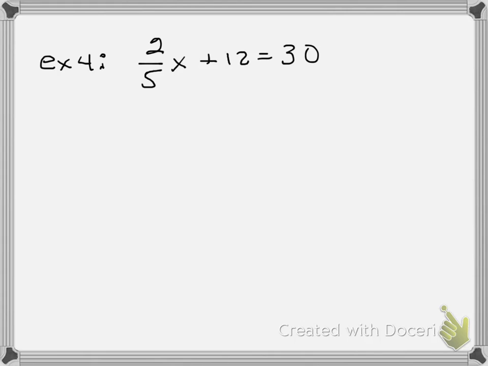All right, now we have a really good one here. We have 2/5 x plus 12 equals 30. Now, could you change the 2/5 to a decimal? You can if it comes out perfect. And 2/5 does come out perfect. It actually becomes 0.4.